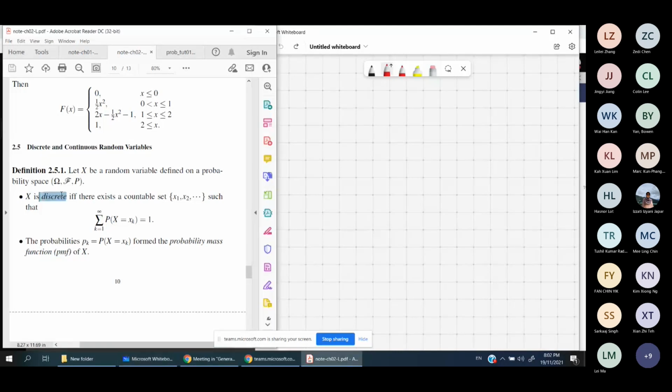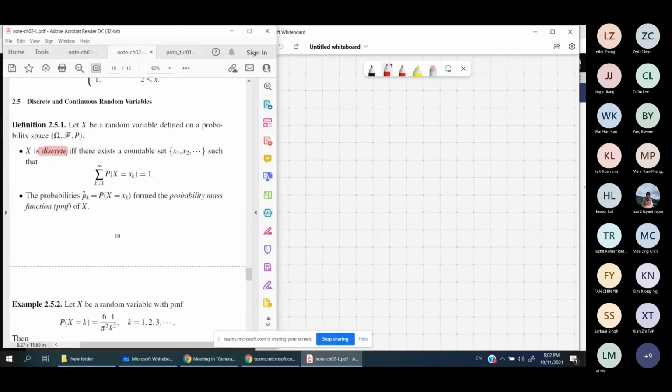X is a discrete random variable provided the image of X is a countable set such that P of X equal k is equal to 1. We only concern with the points whereby X has non-zero probability. Provided the set whereby X has non-zero probability is a countable set, then we call this a discrete random variable. Okay, so this is okay.